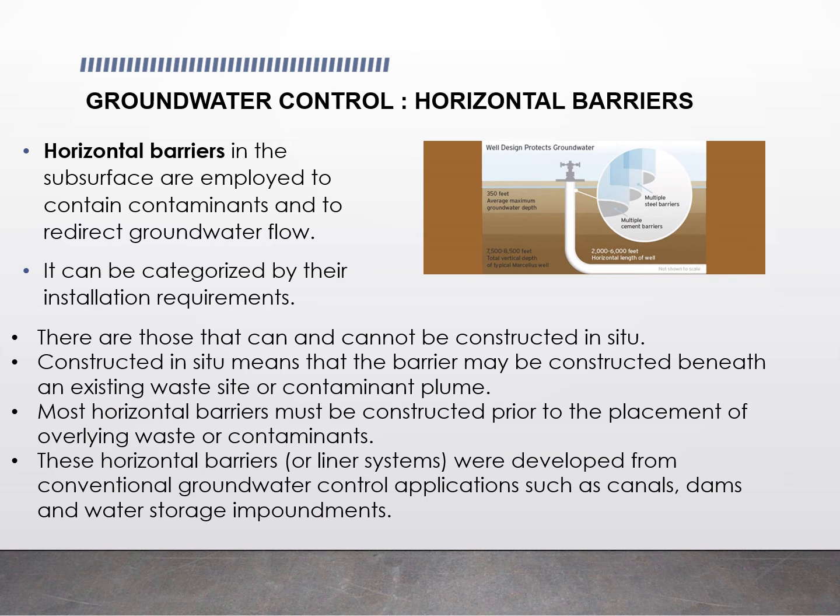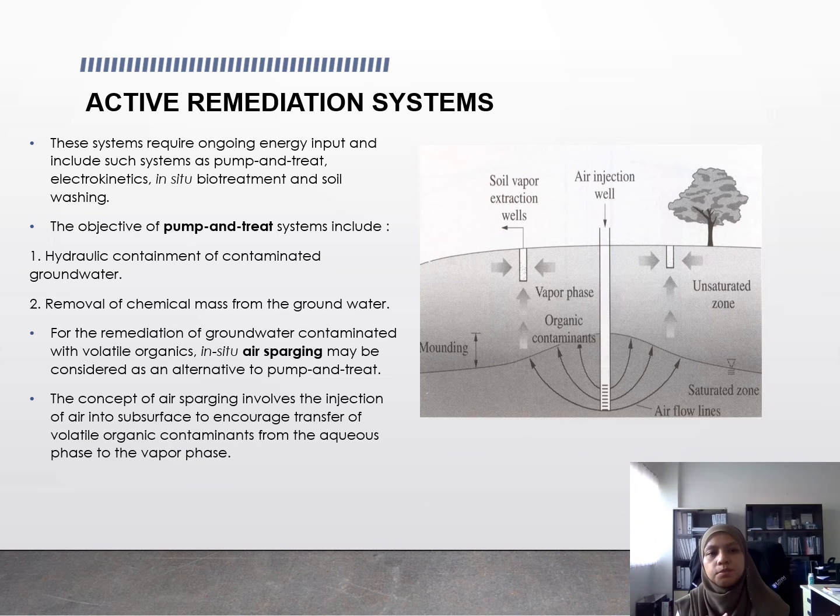Before this I explained the passive. Now we go to the active remediation system. The system requires ongoing energy input and includes pump and treat, electrokinetic, in situ biotreatment, and soil washing. They have many. The objectives of a pump and treat system include hydraulic containment of the contaminated groundwater and removal of chemical mass from the groundwater, for the remediation of groundwater contaminated with volatile organics.